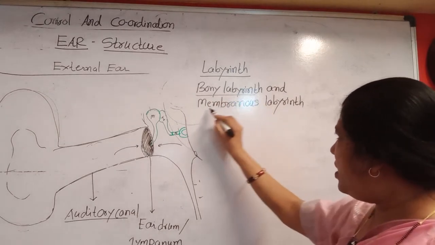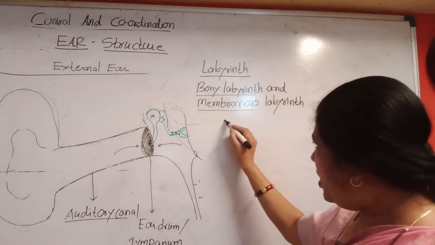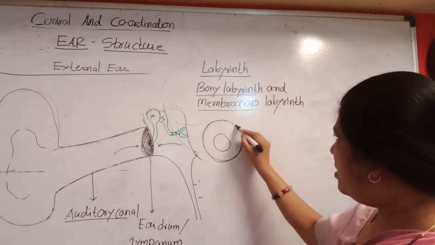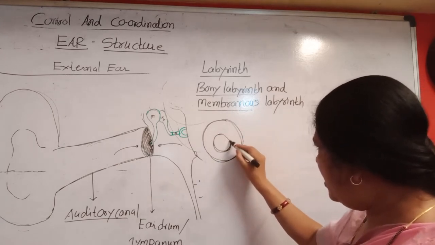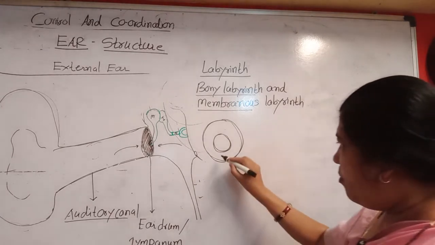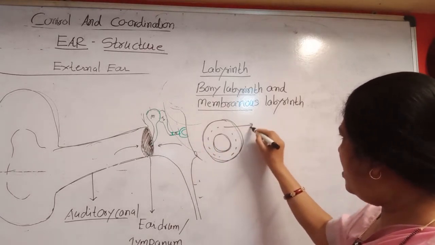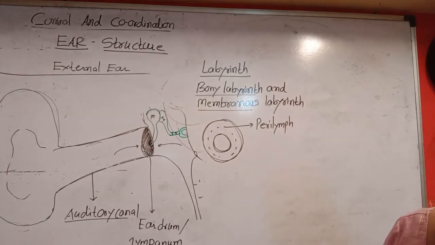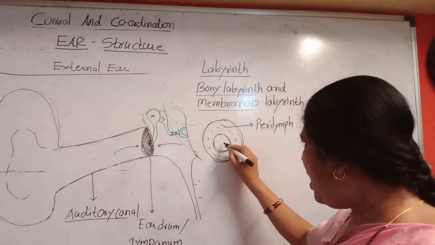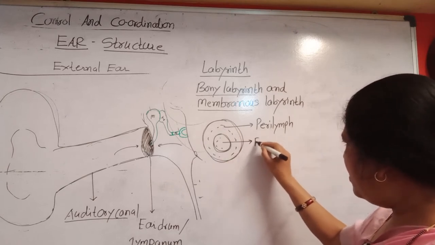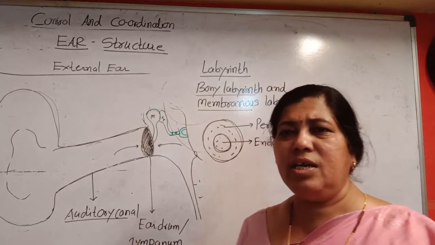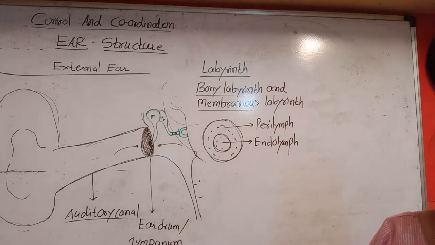Labyrinth consists of bony labyrinth and membranous labyrinth. So if this is the bony labyrinth, then this is the membranous labyrinth. The bony labyrinth is filled with perilymph and the membranous labyrinth is filled with endolymph. Means the internal ear or inner ear is a fluid filled structure.